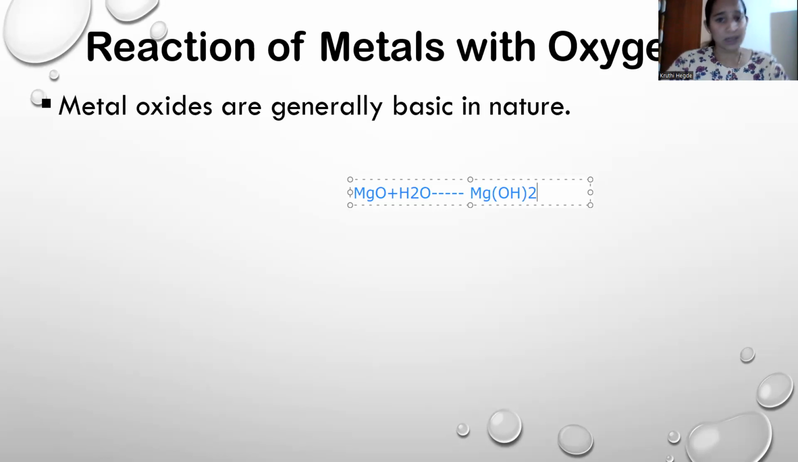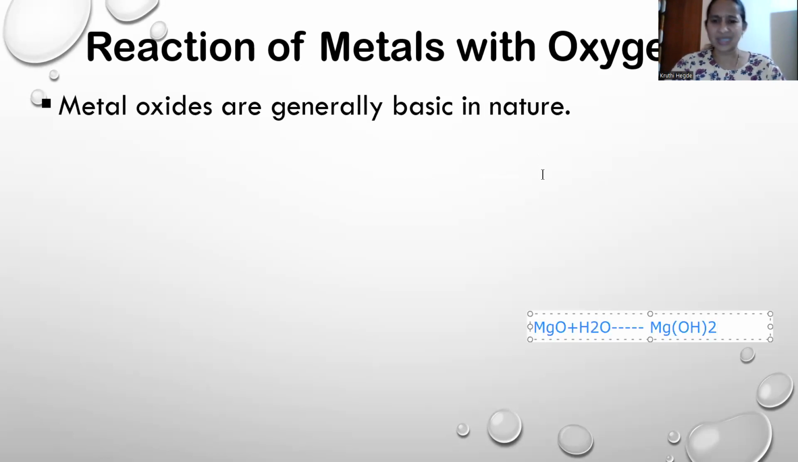Magnesium hydroxide is nothing but a base. So metal oxides are generally basic in nature. We can understand from that that magnesium oxide is basic in nature. Using litmus, we can understand that. But there is also another way to know the nature of the metal oxides.